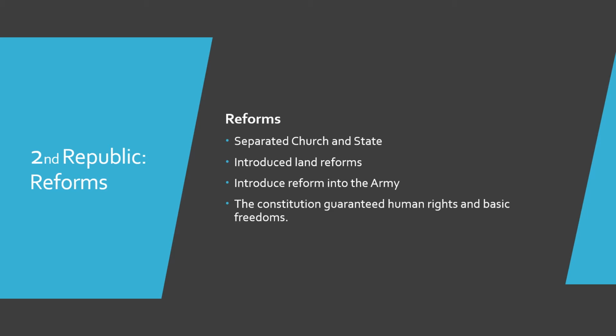They promised to separate church and state, they promised to introduce land reforms, they promised to reform the army, and they promised to guarantee more human rights and basic freedoms for the people of Spain. They failed on two fronts. Many people felt that they had bitten off more than they could chew, and that the pace of reform was very, very slow. And also, anybody who chose to show dissent were crushed without mercy.